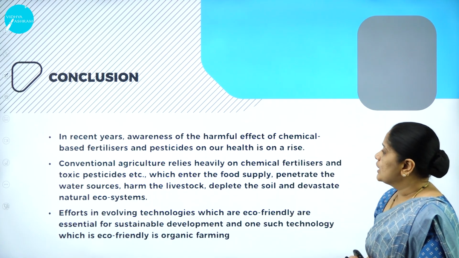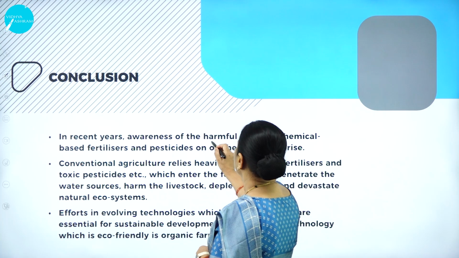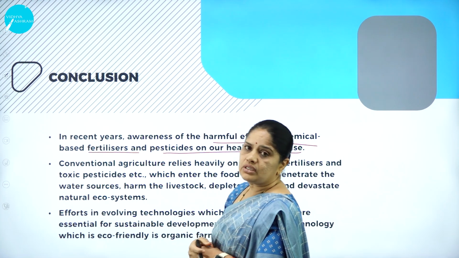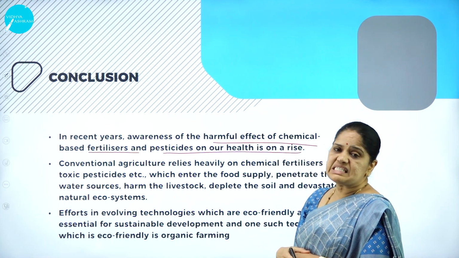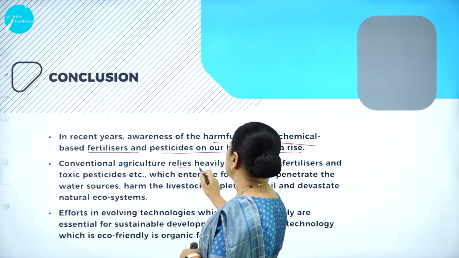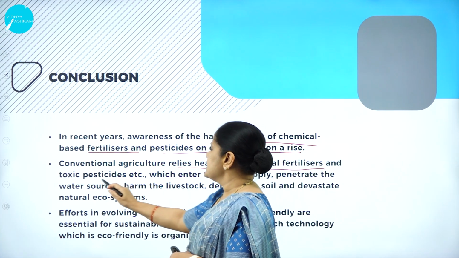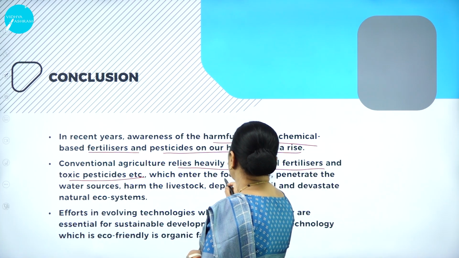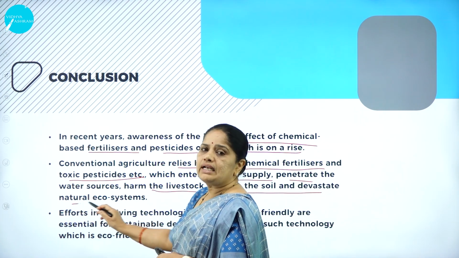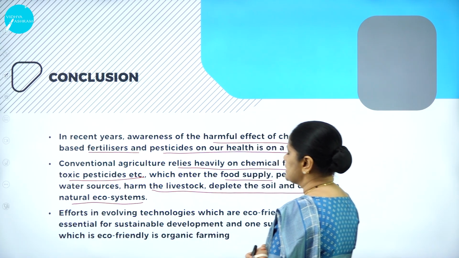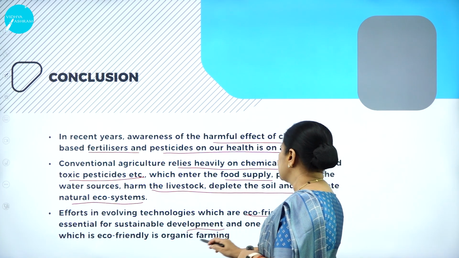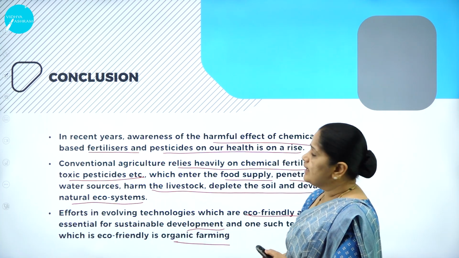Coming to the conclusion, in recent years, awareness of the harmful effect of chemical-based fertilizers and pesticides on our health is on the rise. These chemicals are creating havoc on our health. Conventional agriculture relies heavily on chemical fertilizers and toxic pesticides which enter the food supply, penetrate the water sources, harm the livestock, and deplete the soil and the natural ecosystem. Efforts in evolving eco-friendly technologies are essential for sustainable development and organic farming.